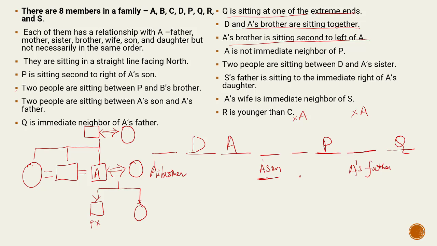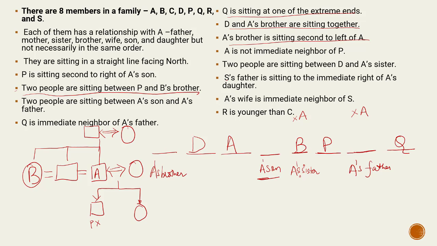Two people are sitting between D and A's sister. So A's sister can come here. Two people are sitting between P and B's brother. So here we are also talking about A's brother. Here we are also talking about B's brother. So we have to figure out who could actually be B. Now if we look, there is a person who is the sister of A, and that particular person is also the sister of A's brother. So we can conclude here that B is actually A's sister.